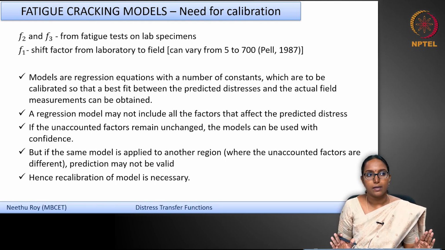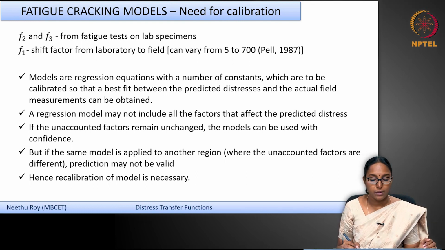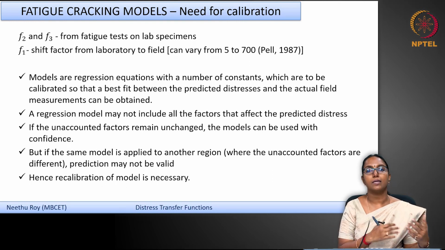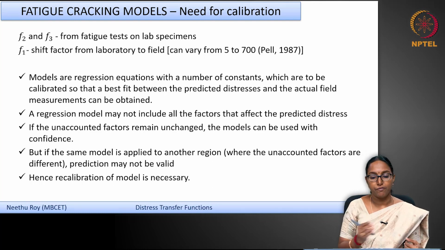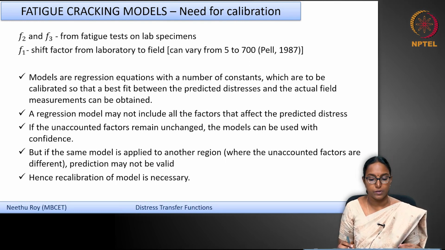Now, the problem is that if you have a regression equation or an empirical equation, all the causative factors that contribute to the formation of the distress may not have been incorporated in that equation, because it's basically an empirical equation. If those unaccounted factors are the same in the new scenario where you are going to use this equation, then the models can be used with confidence. But if these unaccounted factors are different for the new conditions, then it is always necessary that a recalibration of the model is done.